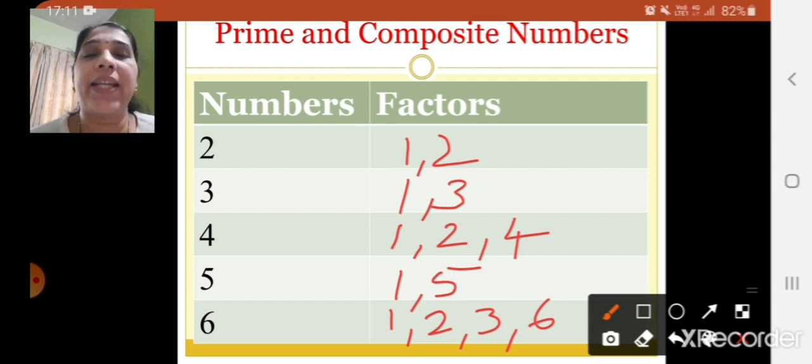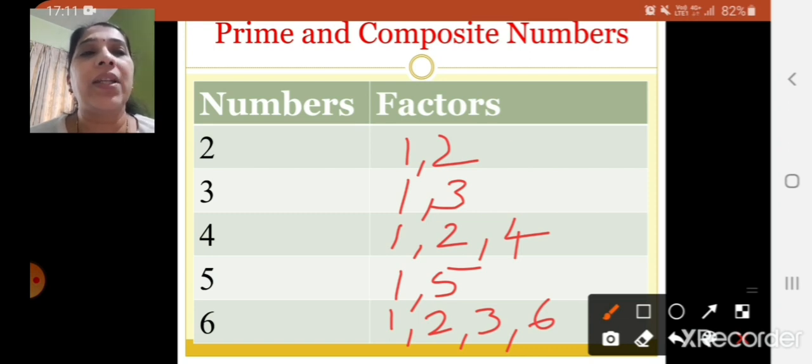So we have already studied in the first session what are the factors, right? The number should be exactly divisible and the remainder should be 0. So the number 1 and the number itself are the factors of that number. Other than that, there are other numbers also, right? So now if you see for the number 2, 1, 2 is the factor. For the number 3, it is 1, 3.